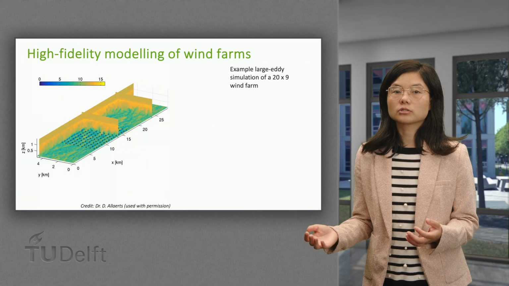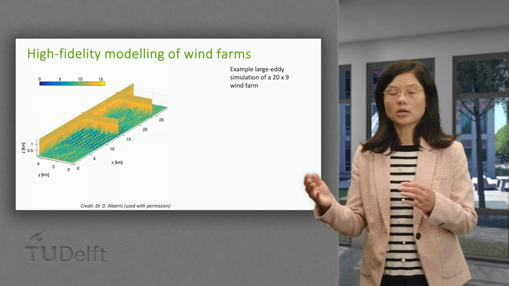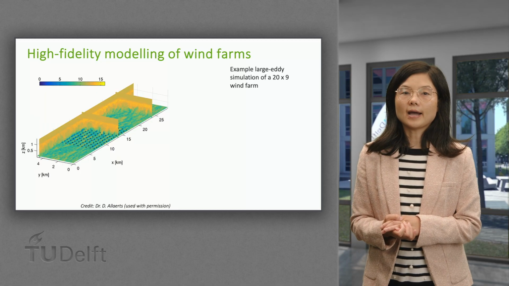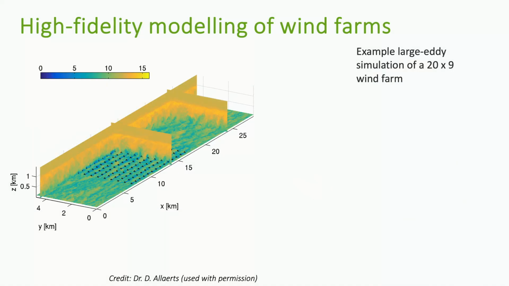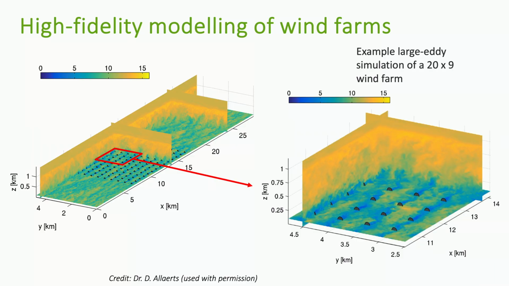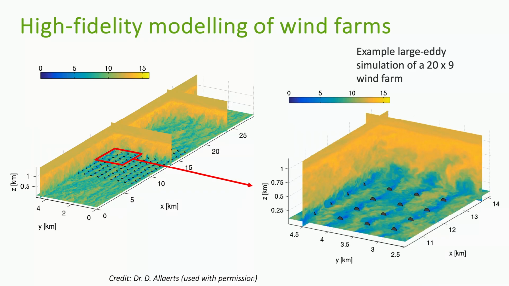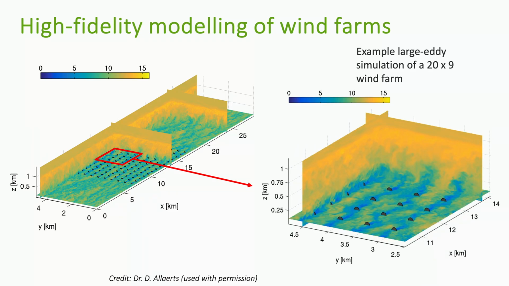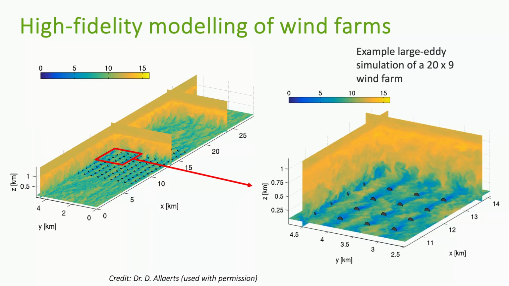To accurately capture the complex interactions between wind turbines and between turbines and the atmospheric boundary layer, we rely on high-fidelity modeling techniques. These slides show an example of CFD modeling for a 20 by 9 wind farm layout. The video on the right illustrates how the wake from a single rotor interacts with the neighboring turbines and the surrounding atmospheric flow. These models are essential for understanding detailed wake behavior and for predicting wind farm performance under realistic atmospheric conditions.